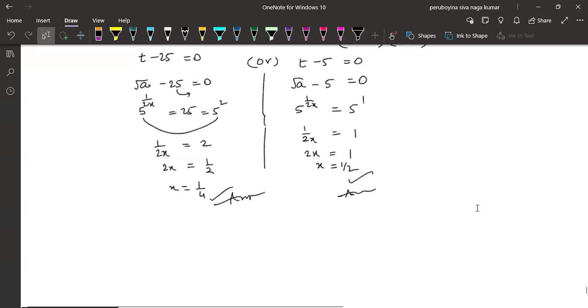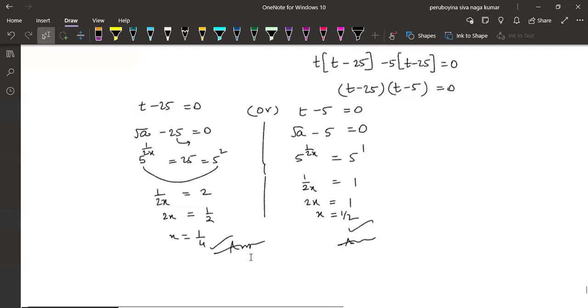Okay, this type of problem will be asked in multiple choice questions, meaning more than one correct answer type. You will be asked these kinds of problems. And next, moving to the next problem.